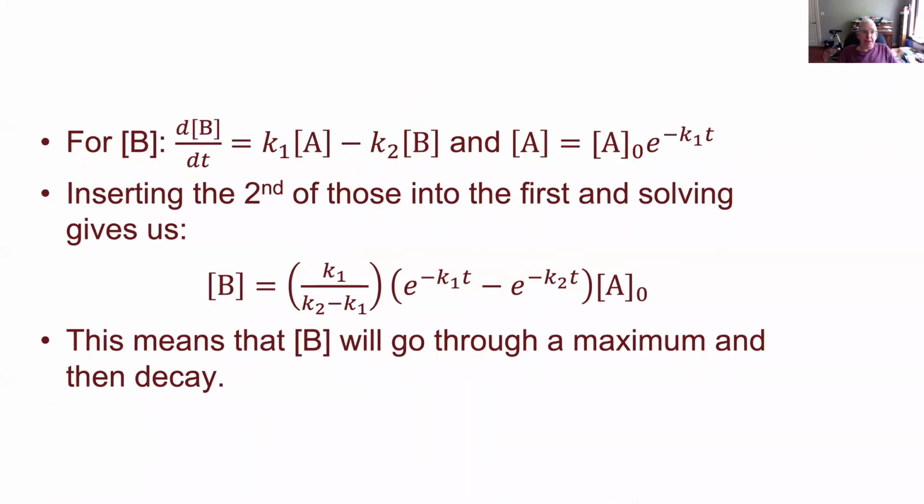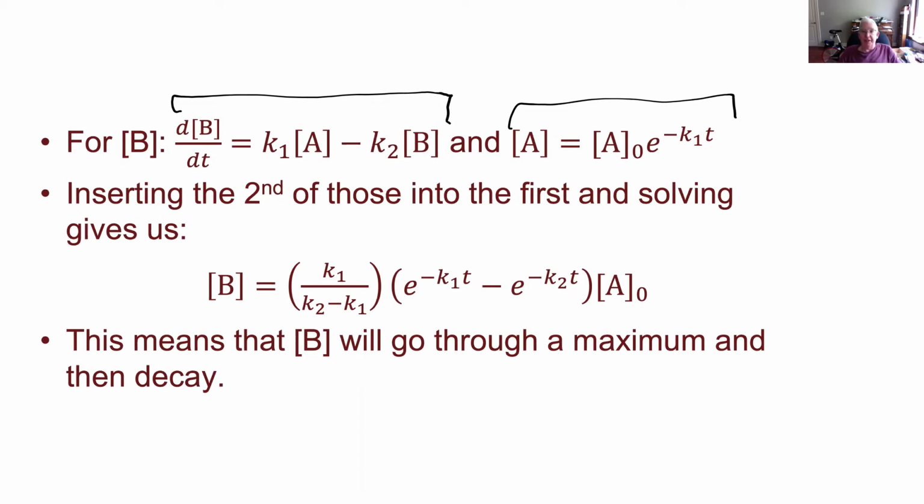If I look at B, it is a more complicated situation. I have the rate law there, which says that d[B]/dt is this expression. We wrote that on the previous slide. Now I have this one for A.